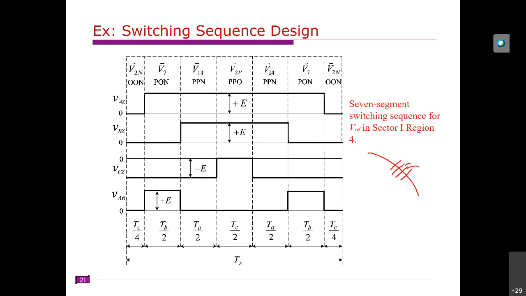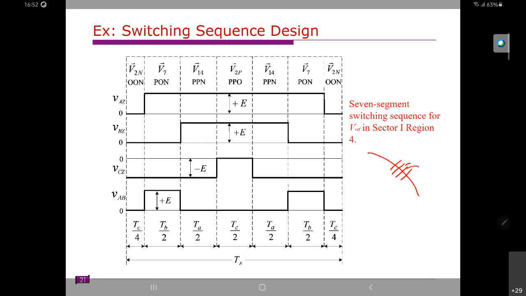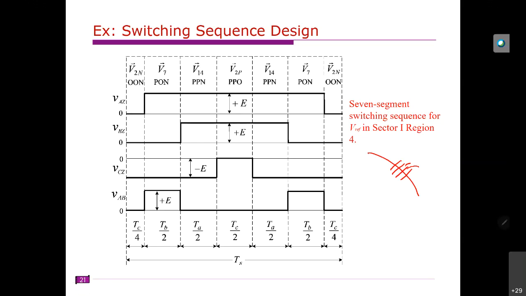And when the V reference is moving from one sector to another sector, or from one region to another region, it requires no switching or a minimum number of switchings. That is common with what we studied for two level. The extra thing is the effect of the switching state on the neutral point voltage, which we need to minimize.